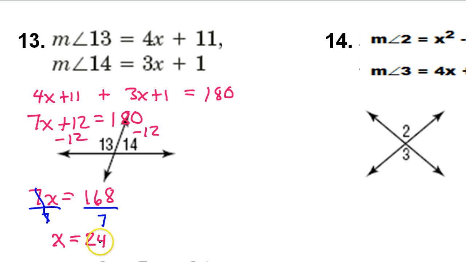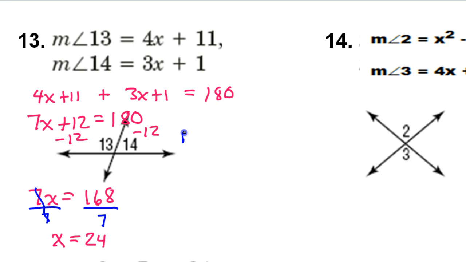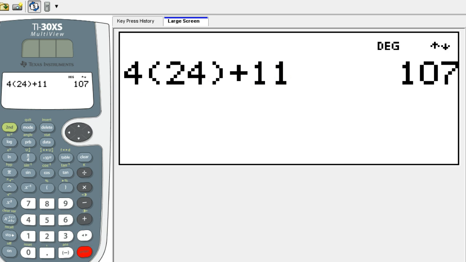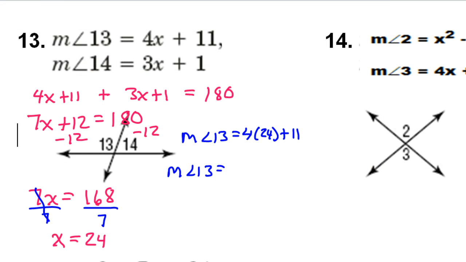Now, that's not the final answer. We need to find the measure of angle 13 and angle 14. So we need to plug this back in. The measure of angle 13 is 4x plus 11. So that's 4 times 24 plus 11. You could use your calculator to help you out, that's 107. So that was the measure of angle 13. It's 107.